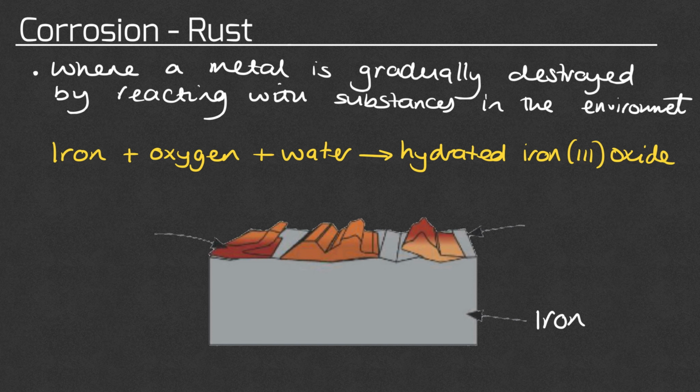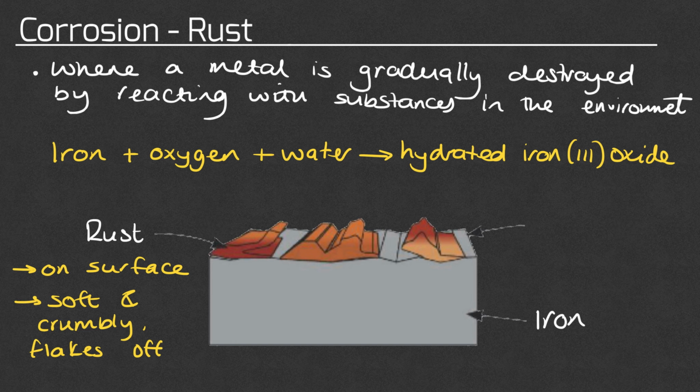Here we have a block of iron. If the iron reacts with oxygen and water, it will form rust. Rust will occur on the surface of the iron, and rust is soft and crumbly. It can flake off the surface.